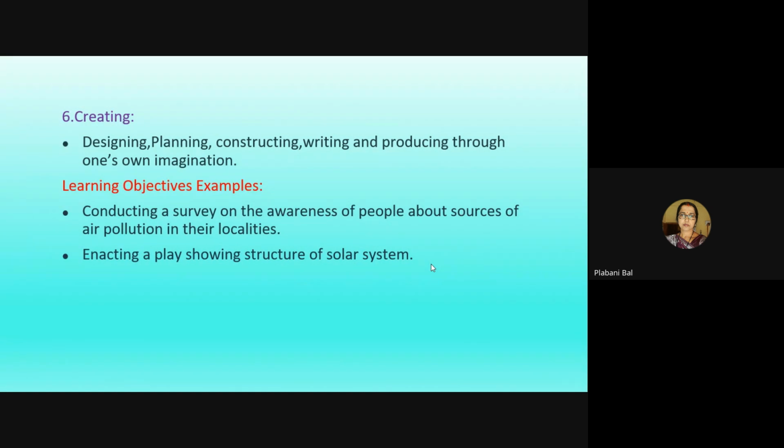So who is in the hierarchy? The people who are in the last step of the hierarchy are supposed to achieve all the lower objectives. Otherwise they cannot move to the higher objective. Whoever achieves a higher objective has certainly achieved the lower ones. Okay.